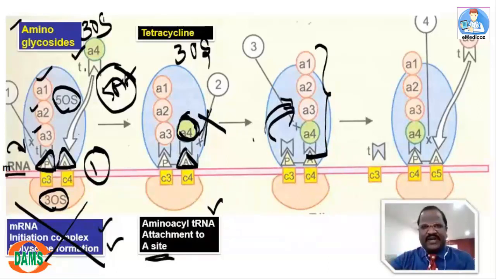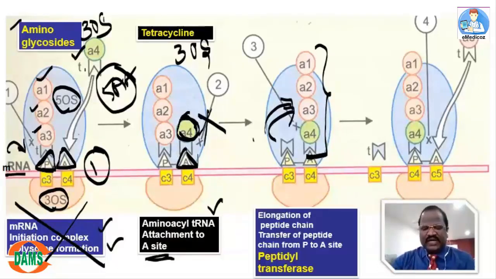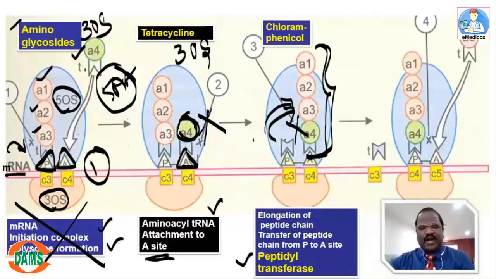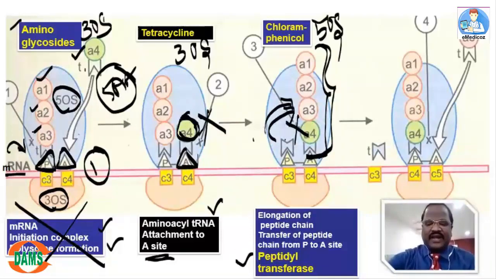The elongation of peptide chain is done with the help of one enzyme called peptidyl transferase. So the third step is, with the help of peptidyl transferase enzyme, the already existing peptide chain transfers from P to A, thereby the chain increases in length. It is called elongation of peptide chain. This step is blocked by a drug called chloramphenicol. Remember, chloramphenicol binds with the 50S ribosome and inhibits peptidyl transferase enzyme, thereby inhibiting elongation of peptide chain.